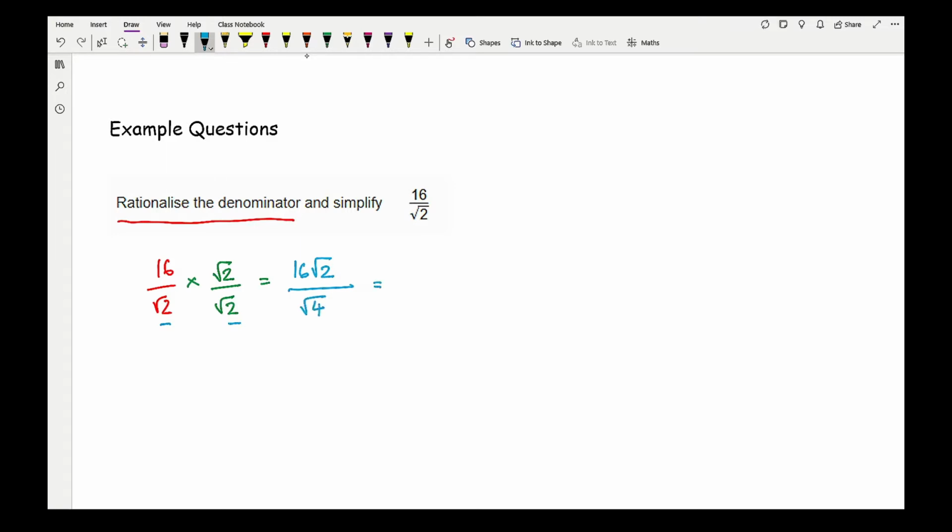Then simplifying that, there's not much I can simplify on the top, so that can still remain 16 over root 2. But I can simplify root 4 because that gives me the answer of 2. Now from this, what I can do is simplify the numbers outside. So here I can simplify 16 and 2, so divide both numbers by 2, in which I get my final answer of 8 root 2, and there is my final answer.